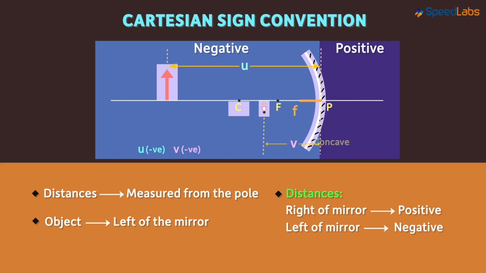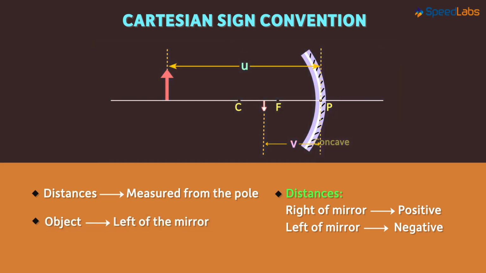Hence, both their distances from the pole are taken as negative. What about the focal length? Will it be positive or negative? The principal focus is also on the left. Hence, it will also be negative. And based on the second rule, we always keep the object on the left of the mirror. Hence, this implies that the distance U will always be negative.